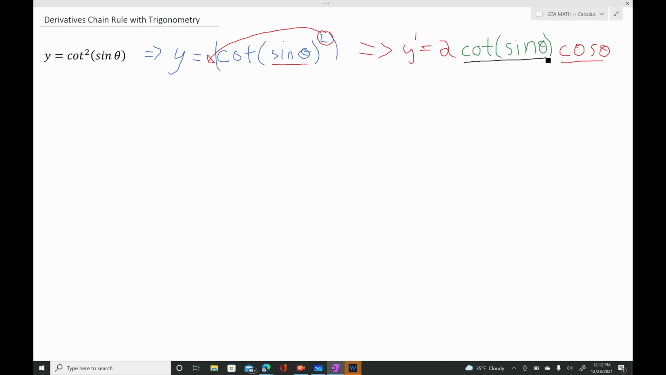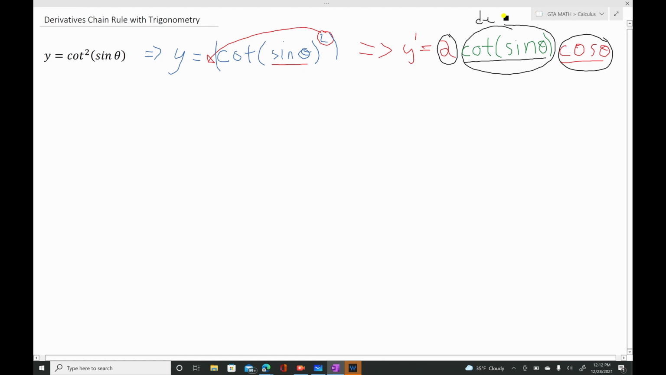So I'm going to circle what's going to stay. This 2 is going to stay. This cosine is going to stay. And this cotangent sine of theta is going to stay. But we're going to take the derivative of it. If I could just get it in here.